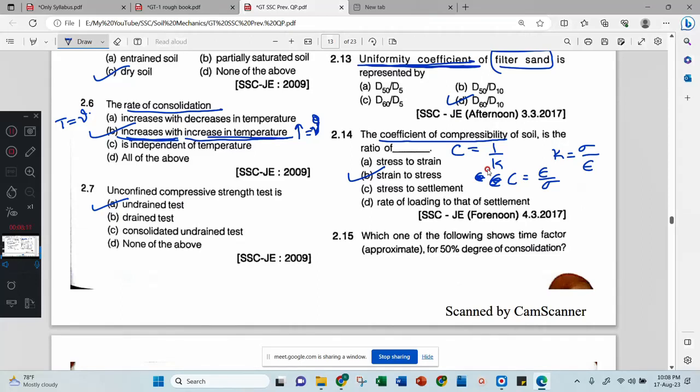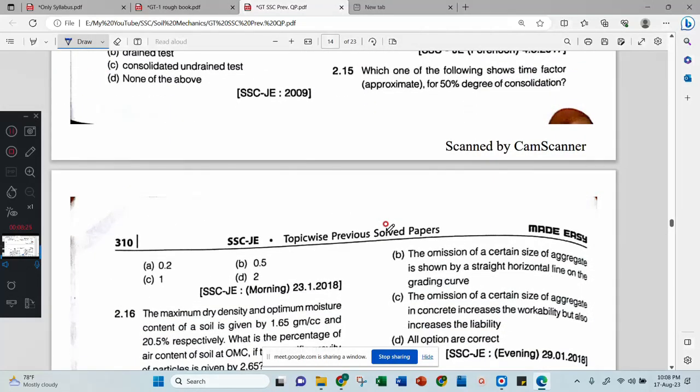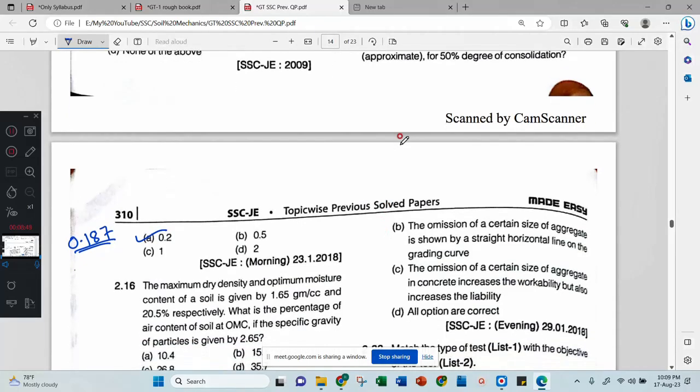Okay now. Which of the following shows the time factor for 50% degree of consolidation? It is asked approximately and you have to remember this one. A is the correct answer. Because they are asking approximately, the correct answer is 0.187. Okay. Next.